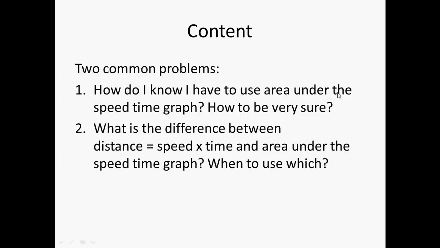Now the second question is, what is the difference between something that they learn in primary school and lower secondary school, which is the formula distance equals speed times time, and area under the graph? They know that these two formulas exist to find distance, but they do not know why sometimes their answer using distance equals speed times time is correct and sometimes it is wrong. So when to use area under the graph and when to use distance equals speed times time to solve the question? Okay, so I'm going to look at the first part, which is when do we use area under the graph first.